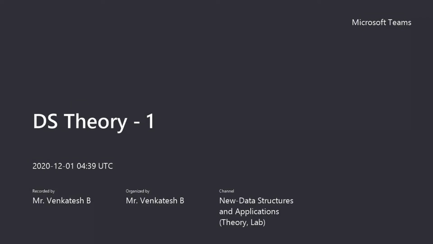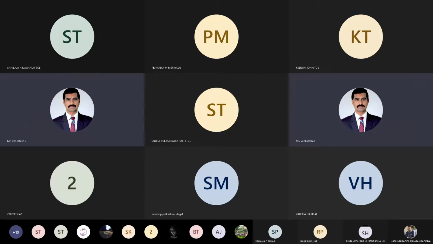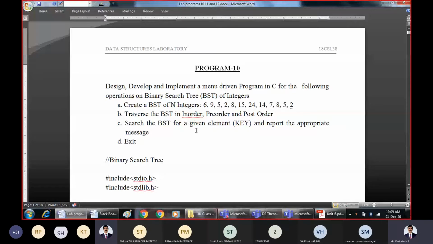About the 10th lab program. The 10th lab program is about designing, developing and implementing a menu-driven program in C for the following operations on BST. First task, we have to create a BST of n integers. They have specified a set of numbers. Not only for these numbers, the program should work for all other numbers also.